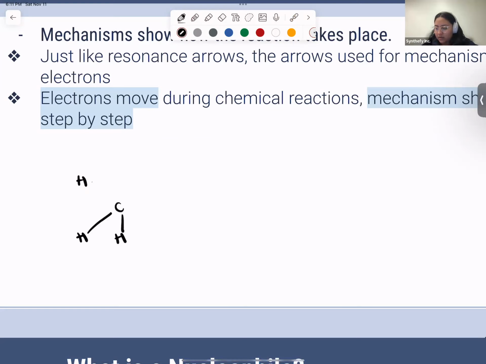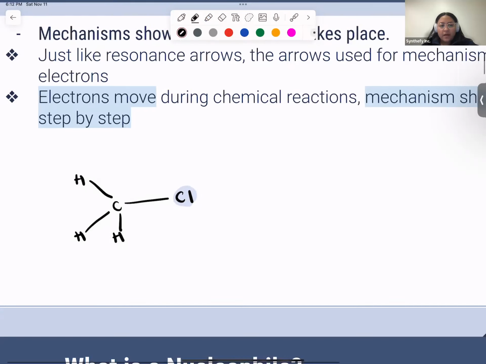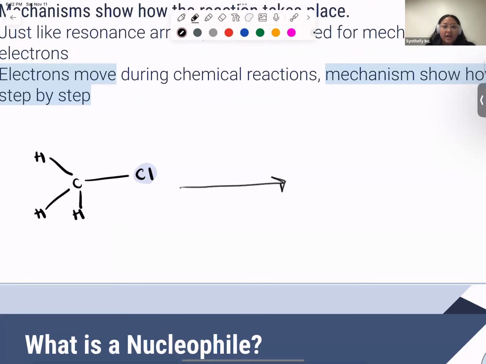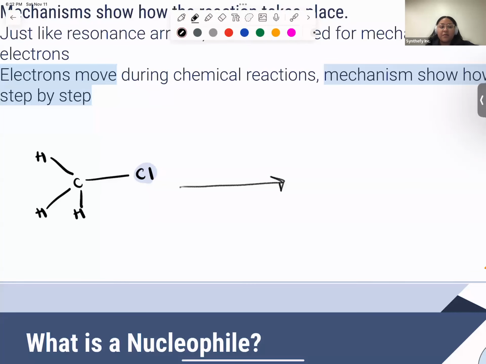We have a carbon, so CH3, connected with a Cl, and this would be chlorine. Now, let's draw this reaction. We're not going to give it a name. You might already know the name, but we're not going to give it a name. So just look at this as a reaction.